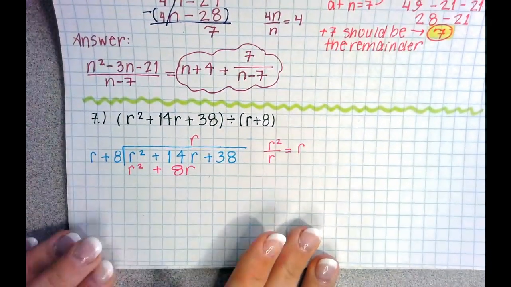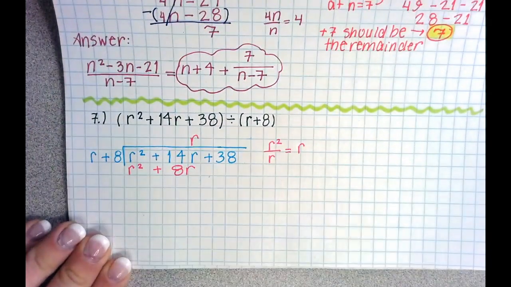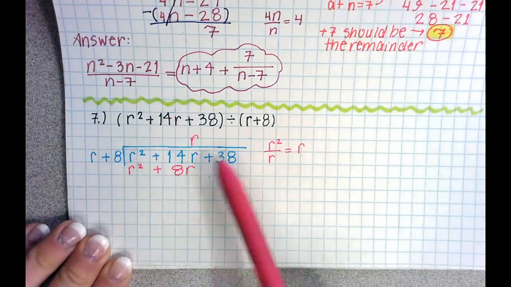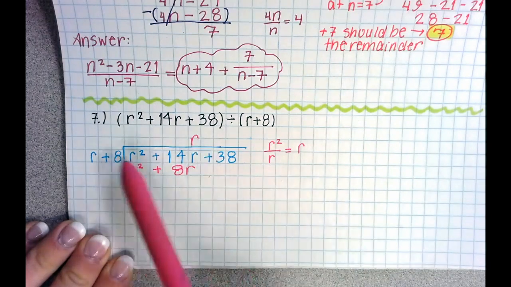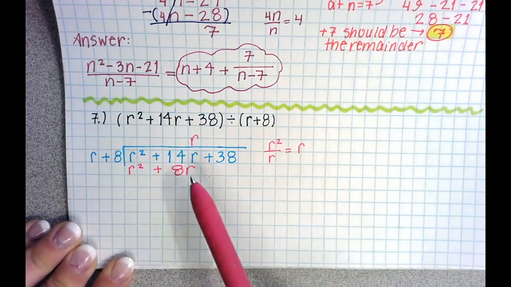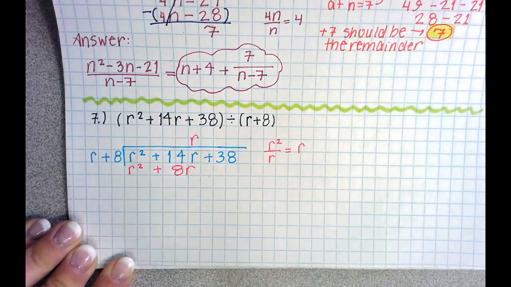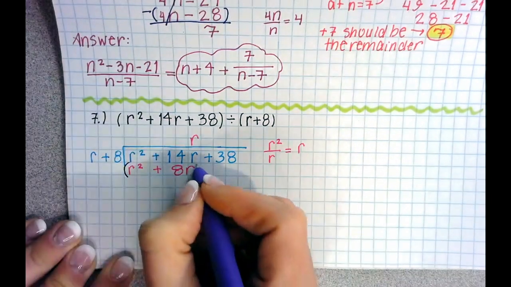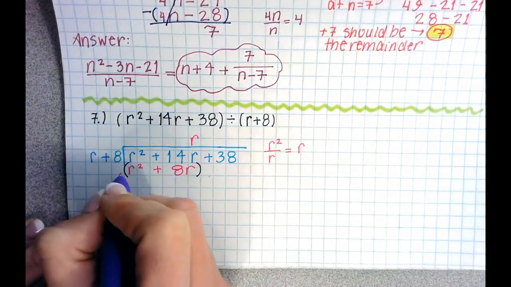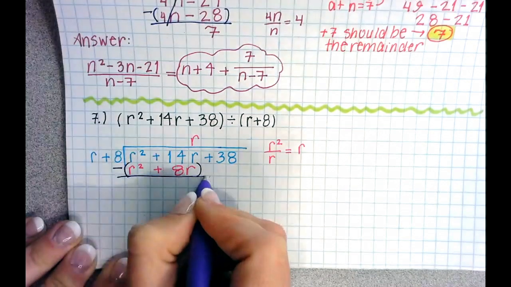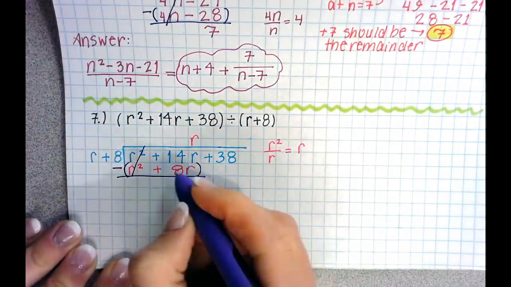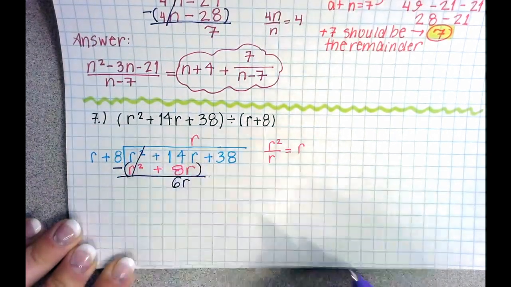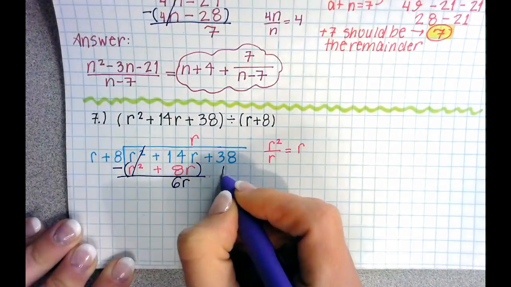All right, I got a little bit of a head start on this one. So I wrote down the problem, and I did my inside leading term by my outside leading term, dividend and divisor. I got r, wrote it on top, multiplied it by my divisor, wrote it underneath, and now I'm just going to pick up from this step. So make sure you have this, okay? I'm looking for it. Parentheses, minus sign, underline, and cancel. 14 minus 8, 6r.